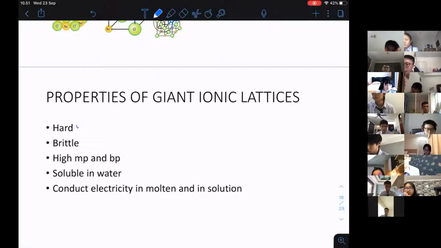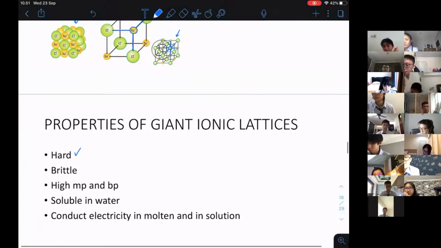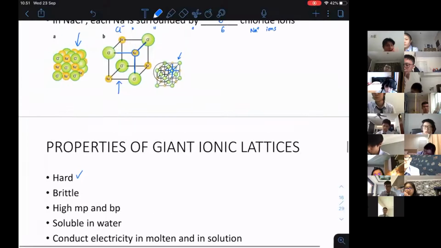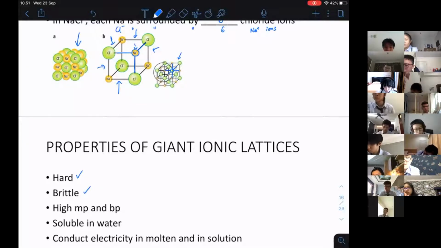They are hard. Why are they hard? Because there are a lot of electrostatic forces of attraction between them, so it's difficult to be broken. But it depends on how we define difficult to be broken.